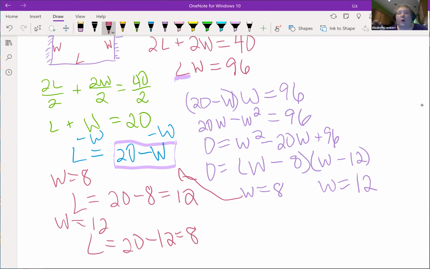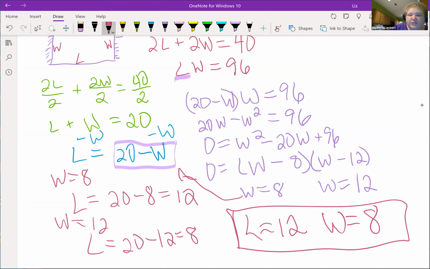So we need to call one of these the length and one of these the width, but we are getting the pair of numbers 8 and 12. And remember what I said before, the book assumes lengths are longer. So for this, we're going to say the length is 12 and the width is 8. Those are the dimensions of the rug. I add those together, I get 20. I double that, I get the 40 for the perimeter. I multiply them, I get the 96 for the area, so it checks. Units, those are in feet.